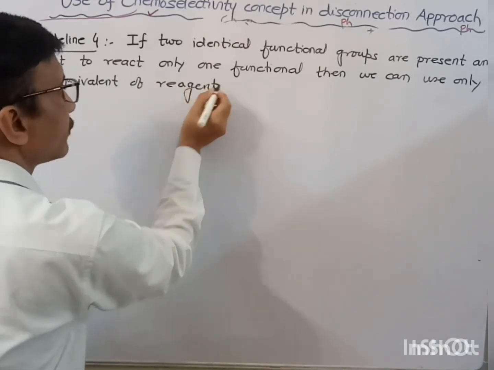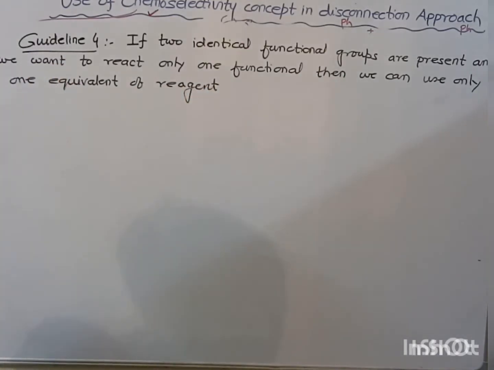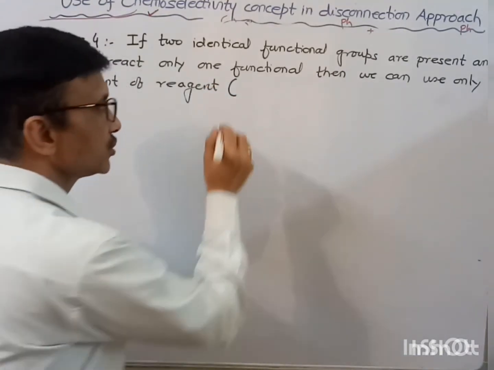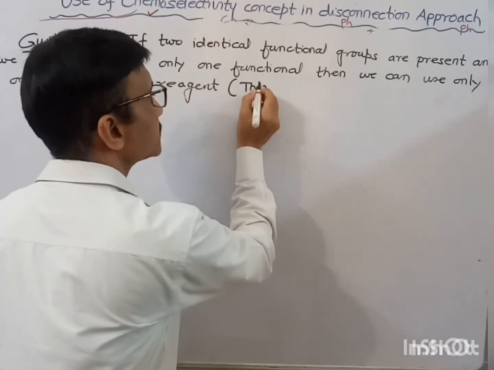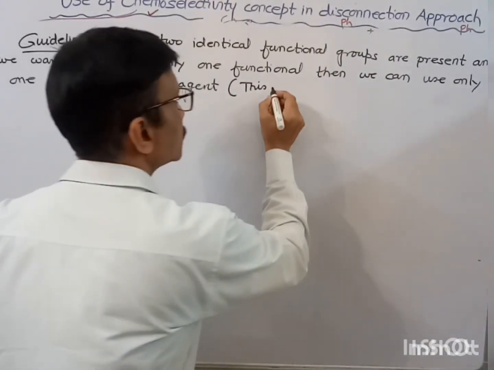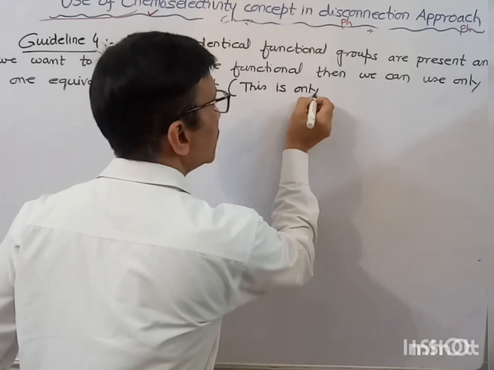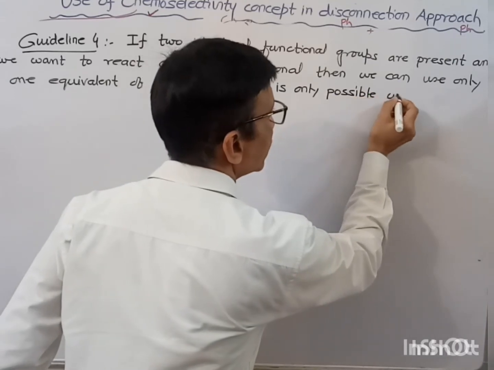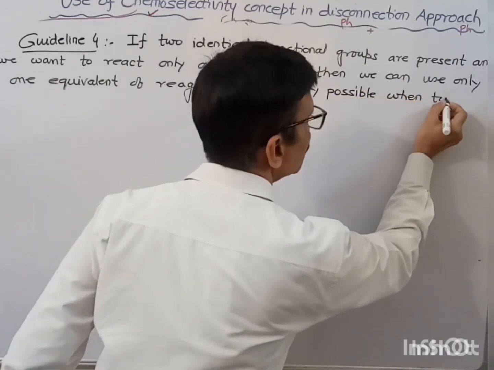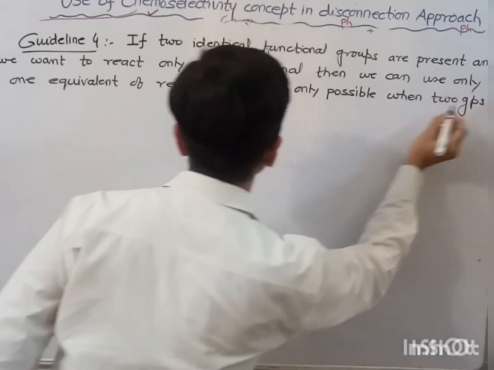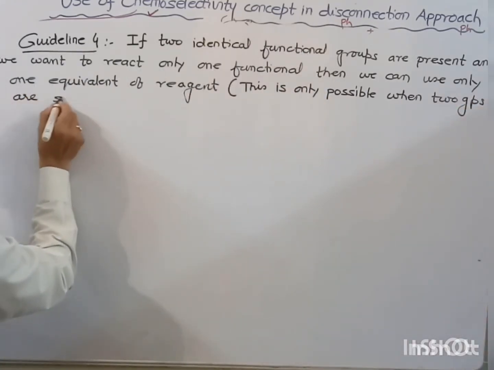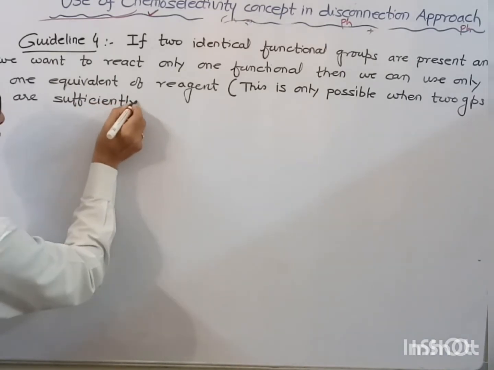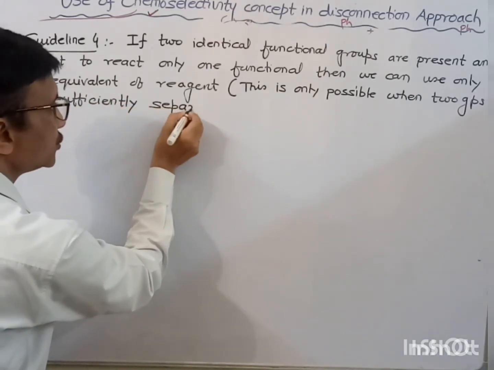In place of two equivalents of reagent, we can use one equivalent of reagent. For this, one of the conditions is this: it is only possible when the two groups are sufficiently separated from each other.